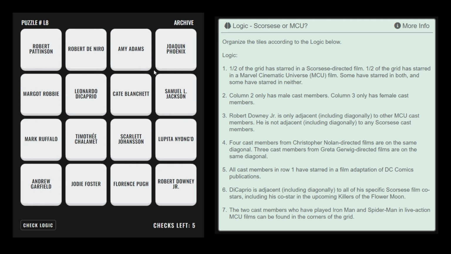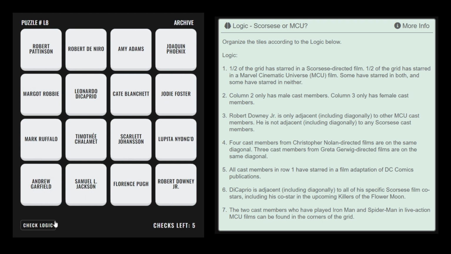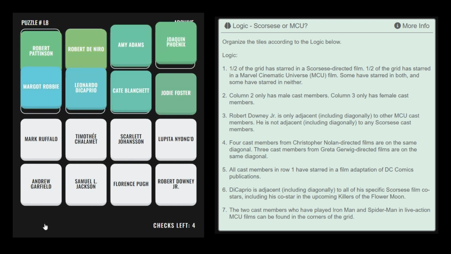Finally, the only 2 unplaced stars are Samuel L. Jackson from the MCU and Scorsese's Goodfellas, and Jodie Foster from Scorsese's Taxi Driver. Since only male cast members can be in column 2, these 2 must be swapped. If we check logic now, we'll see the logic is solved and without any guessing.